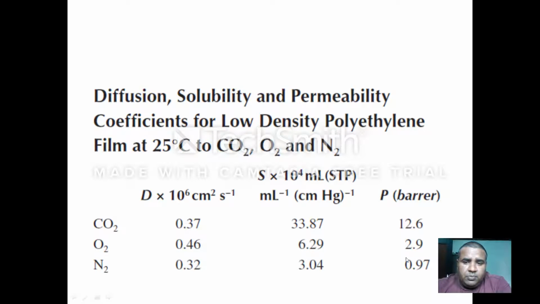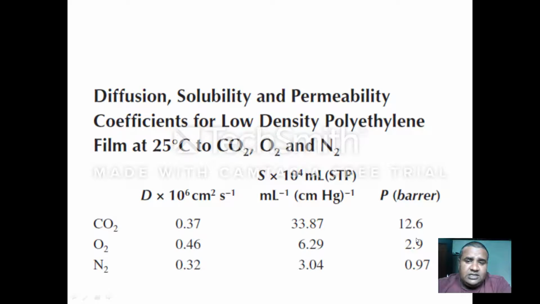So the permeability of nitrogen is coming around 0.97, almost equal to 1, and the permeability of oxygen is coming around 3, and it is almost 13, you can say. So the permeability of the carbon dioxide is 13 times that of nitrogen. Okay, and it is 4 times that of oxygen.